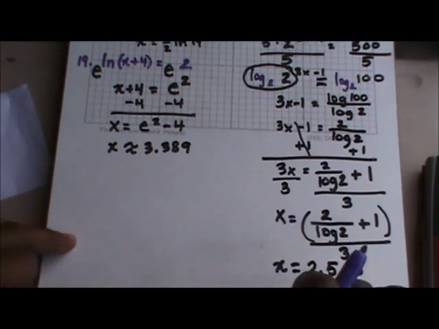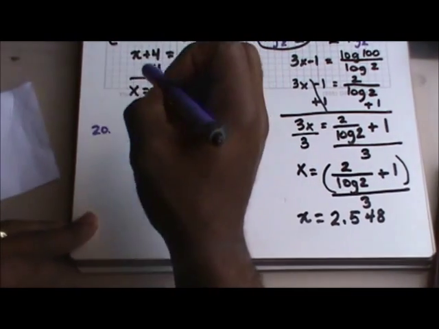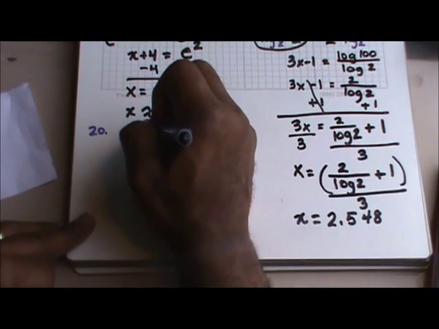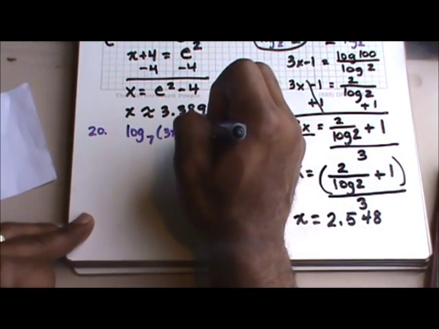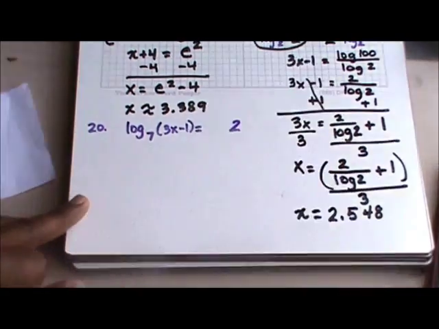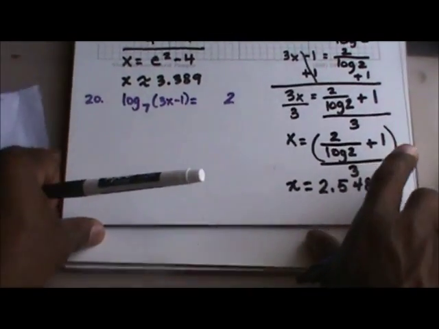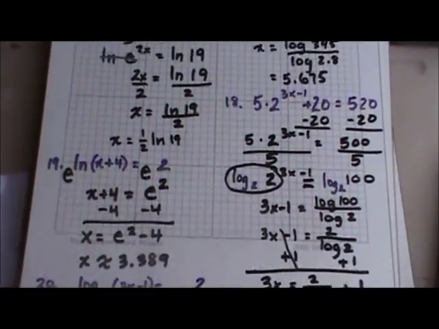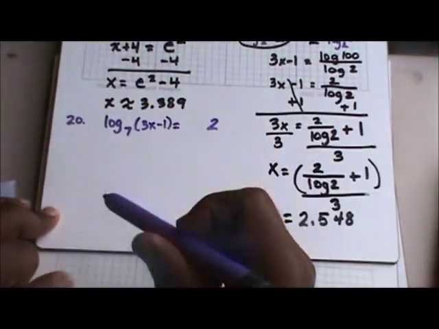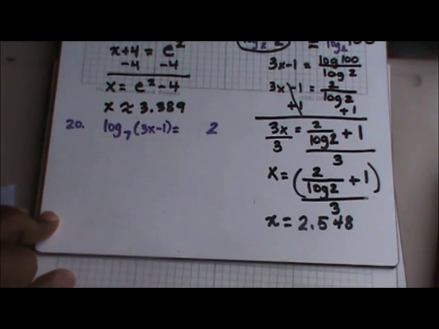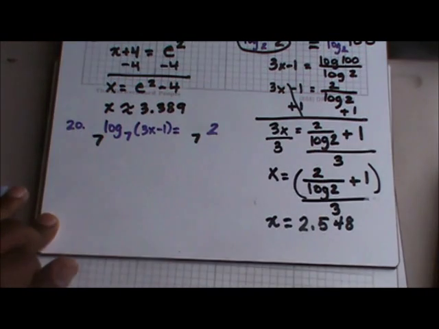Do we have enough space for 20? Yes, I think we have enough space for 20 right here. Let's keep on going. Number 20. Log base 7 of 3x minus 1 is equal to 2. So in that case, what are we going to do? Let me slide this so I don't drop all the boards. In this case, we want to get rid of this log base 7 first. So we're going to raise both up to a 7.